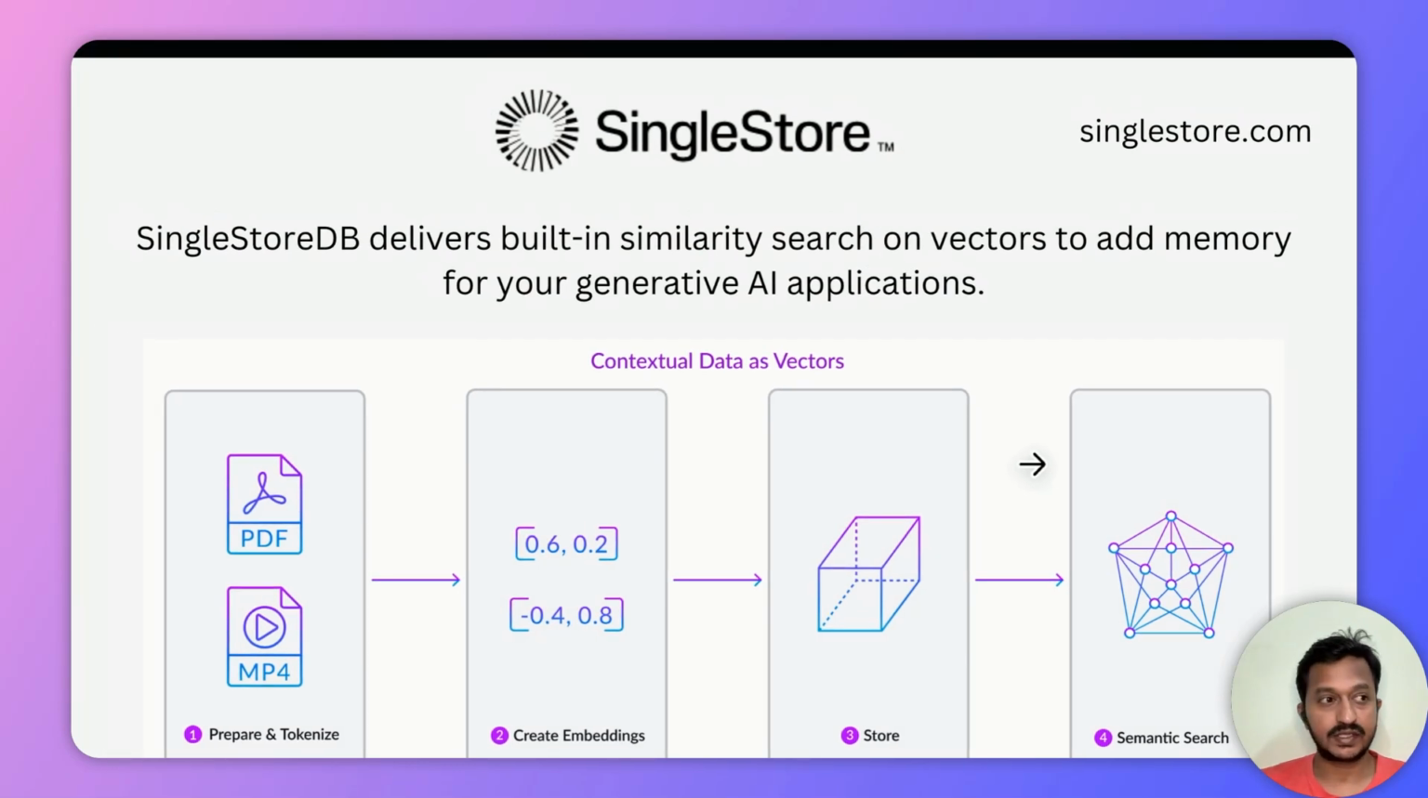SingleStore is one such data platform. It supports all types of data, and it started supporting vector storage long back in 2017. The SingleStore database delivers built-in similarity search on vectors to add memory for your generative application. Using SingleStore, you can build hyper efficient and enhanced generative AI applications. It also has good integration with AI frameworks like Llama Index and LangChain.